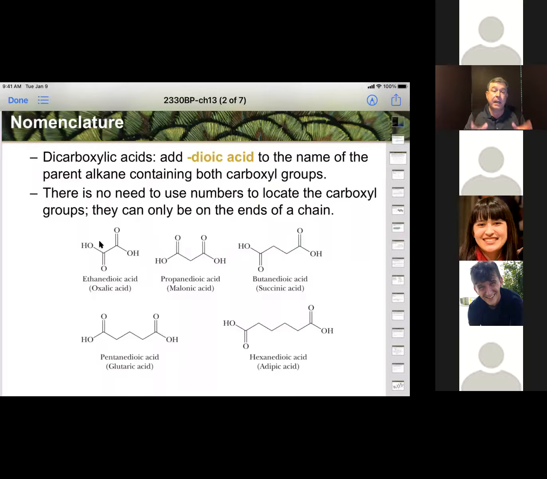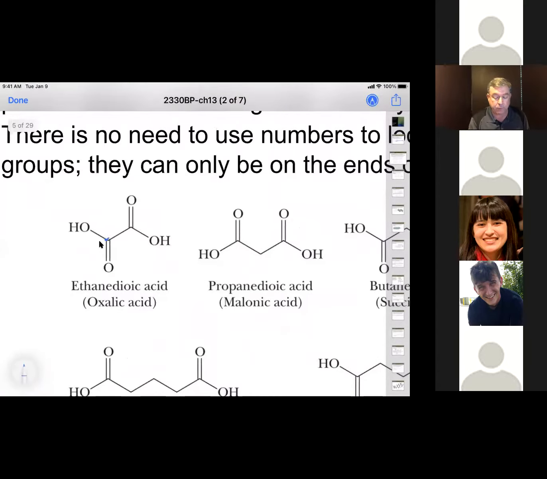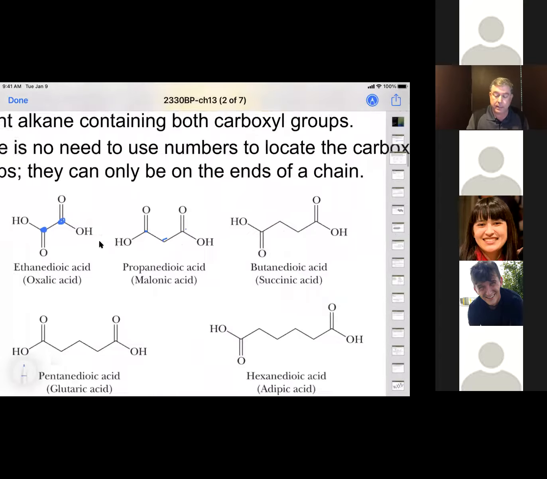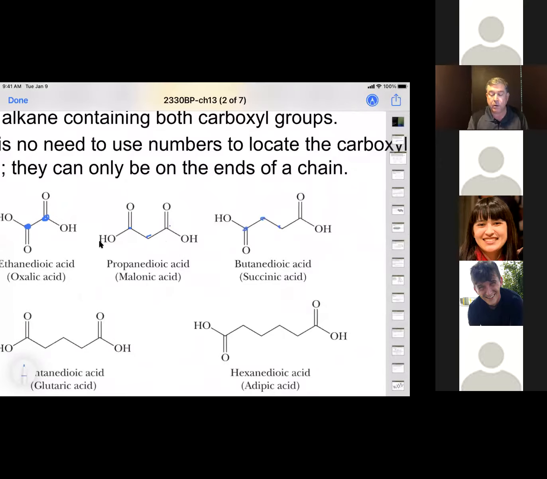Now, if we just name them by our IUPAC naming structure, we would count all the carbons in the chain and then add dioic acid. So let's look at this one here. We have 1 carbon for this carbonyl, 1 carbon for that carbonyl. So that'd be ethane dioic acid. We have a total of 3 carbons, so that'd be propane dioic acid. And then butane. So don't forget to count the carbonyl carbon in your main chain there. That's the important part. So then we have butane dioic acid, pentane, and hexane dioic acid.